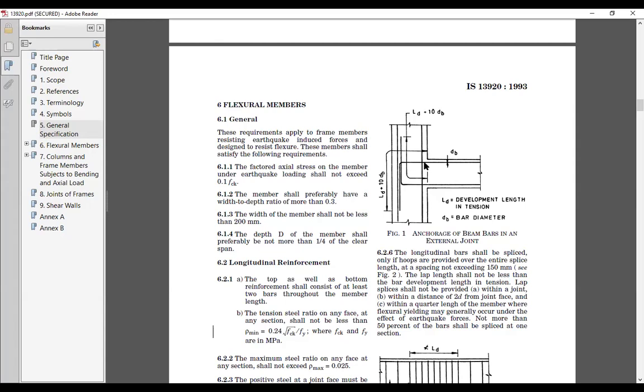So remember this, in ductile detailing we have to follow these detailing considerations. This bar should go into the support. How much? LD plus 10 times dB. If the diameter is 20, 10 times 20. If LD is 900 mm, this is 200 mm, so this total length will be 1100 mm. Similarly, at the top also you have to extend the bar. That is LD plus 10 times dB. I hope this is clear to everyone.